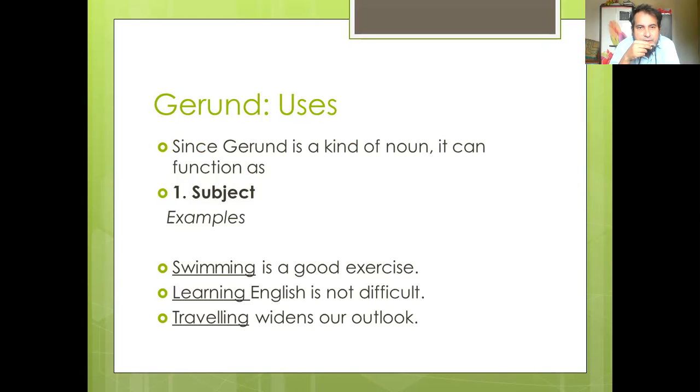Look at the examples. Swimming is a good exercise. Learning English is not difficult. Traveling widens our outlook. In these 3 examples, you see verb plus ing, and here swimming, learning, traveling all work as nouns and function as subjects. And I think the meaning of these 3 sentences is clear to you.